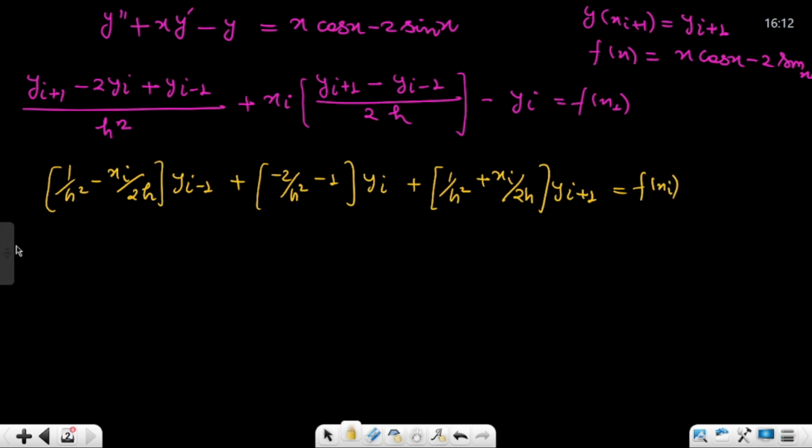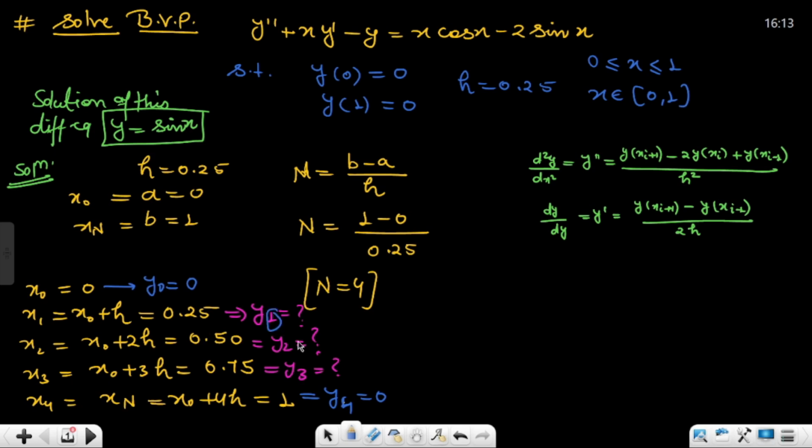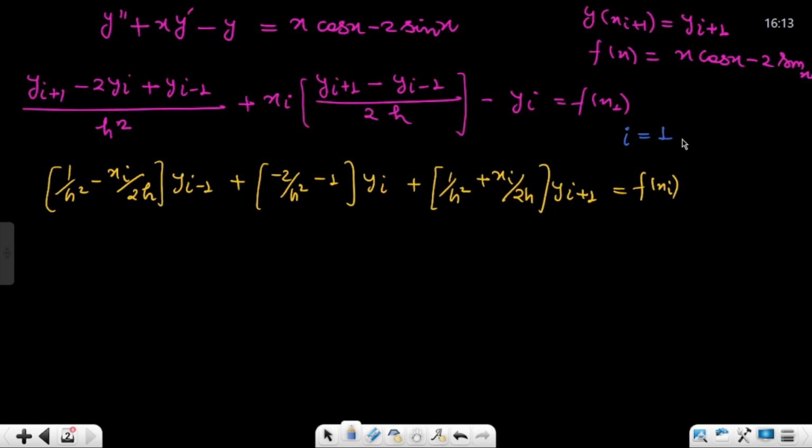Now we have this generalized system of equations and this recurrence relation. This is a three-term recurrence relation, with yi minus 1, yi and yi plus 1. Where is i running from? We want to calculate the values at 1, 2 and 3, so i runs from 1 to 3. In general, i always runs from 1 to n minus 1, because the 0th value and the nth value we know from the boundary conditions. So we put in these values of i and we get a system.